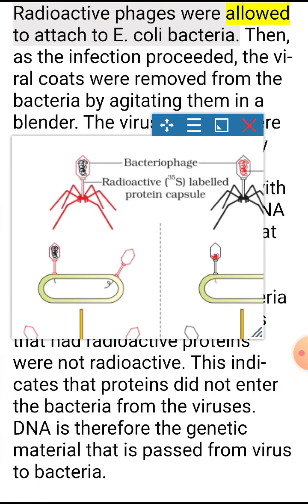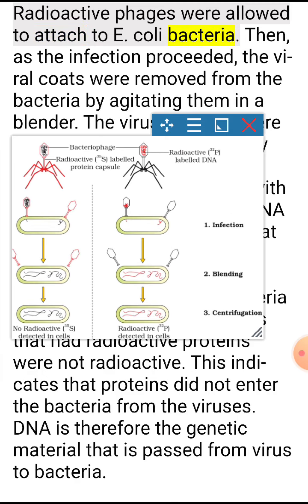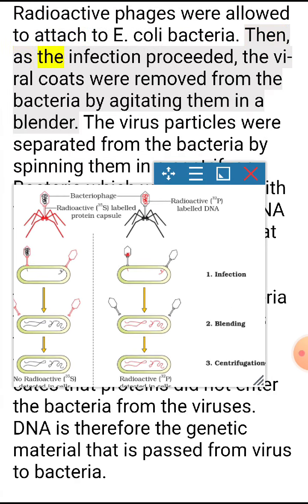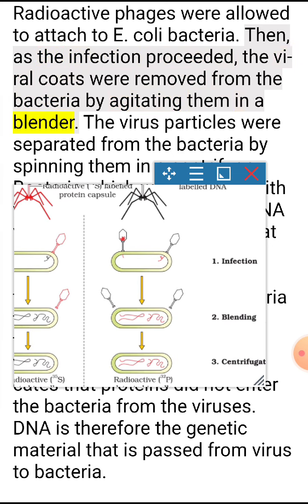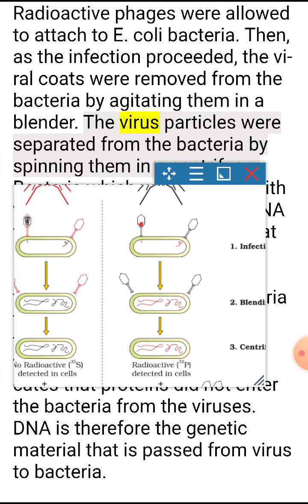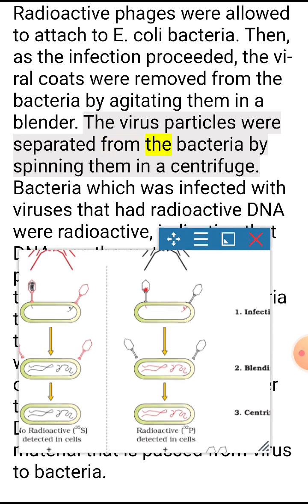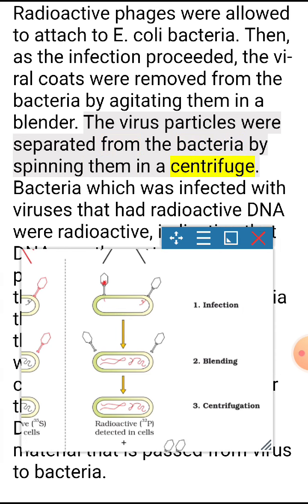Radioactive phages were allowed to attach to E. coli bacteria. Then, as the infection proceeded, the viral coats were removed from the bacteria by agitating them in a blender. The virus particles were separated from the bacteria by spinning them in a centrifuge.